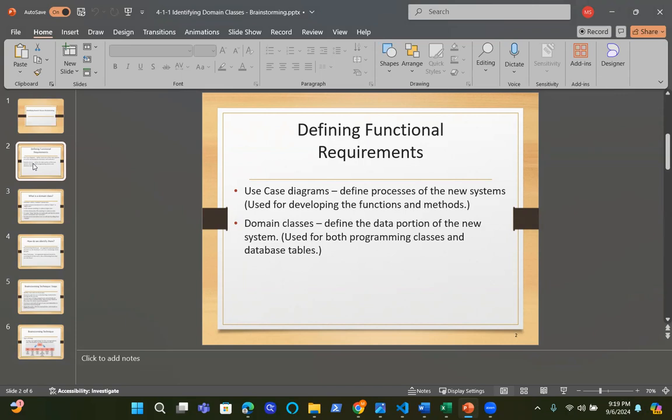In the previous videos, we've learned how to identify use cases. Remember that a use case describes the dynamic behavior of the new system. And by dynamic behavior, we mean the functions and the methods of the new system. In this video, we will learn how to identify domain classes. Often, this is referred to as the static portion of the new system. Domain classes eventually become the object-oriented programming classes and the database tables. Domain classes define the data portion of the new system.